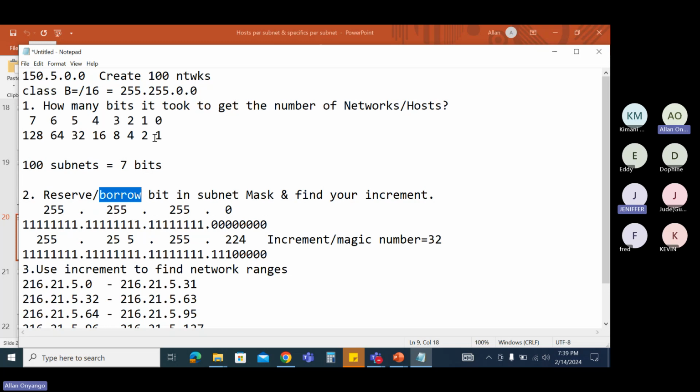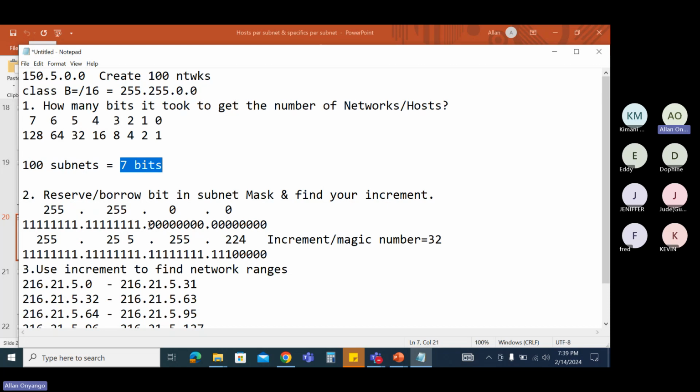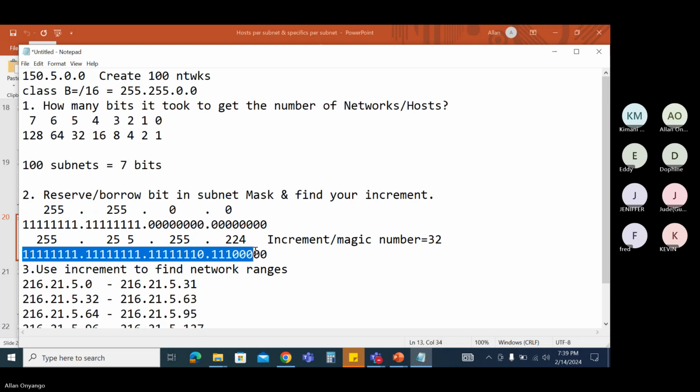Good. When we borrow, we take our subnet mask, which was /16. /16 must be here. 1, 2, 3, 4, 5, 6, 7, 8. This is /16. Is that true? Yes, but here must be 0. So it's 255.255.0.0. Very good. So we want to borrow. And we're borrowing how many bits? 7 bits. So 1, 2, 3, 4, 5, 6, 7, which means it should be like this. Is that so? Yeah, and we need to have these ones to be zeros. So is this how we have borrowed now? We have borrowed 7 zeros and made them ones.